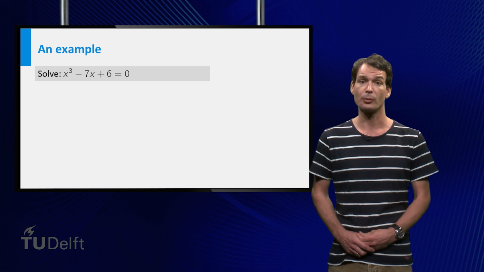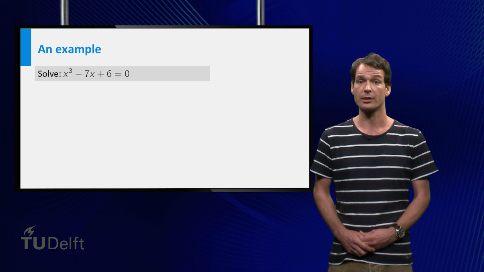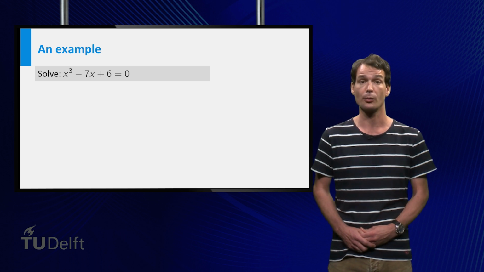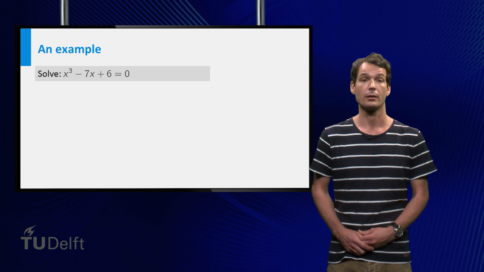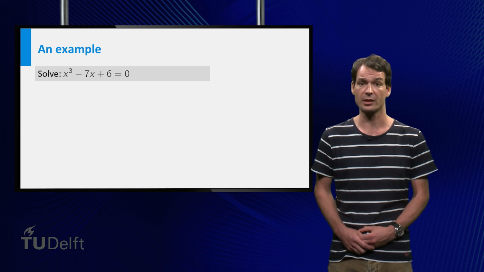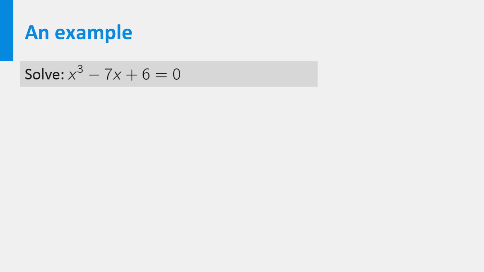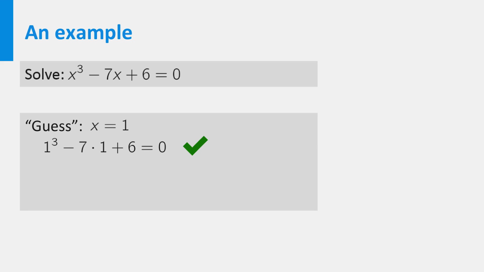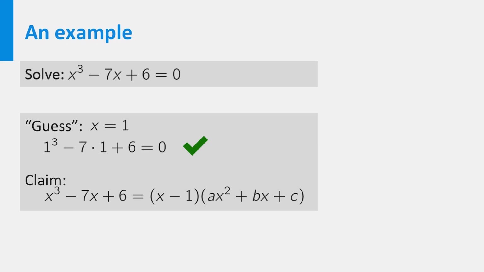However, sometimes we can guess a solution which gives us at least one factor of the polynomial we are looking at. For example, we want to solve x cubed minus 7x plus 6 equals 0. In this case, it is not hard to see that x equals 1 is a solution. I claim that this means that the polynomial contains a factor x minus 1. That is, the polynomial can be written in the form x minus 1 times a polynomial of degree 2.